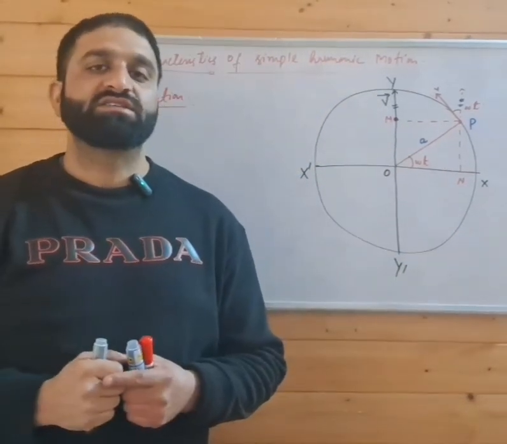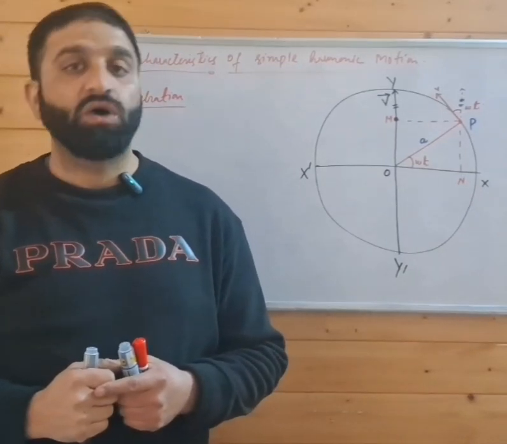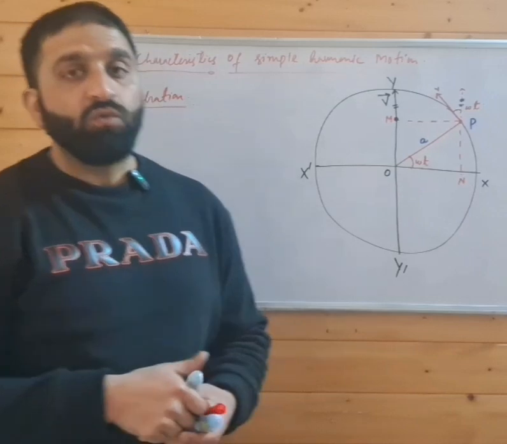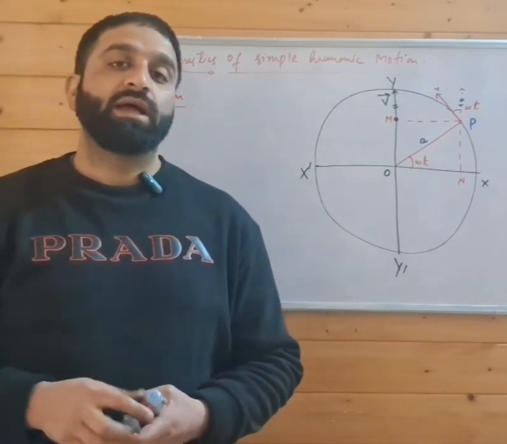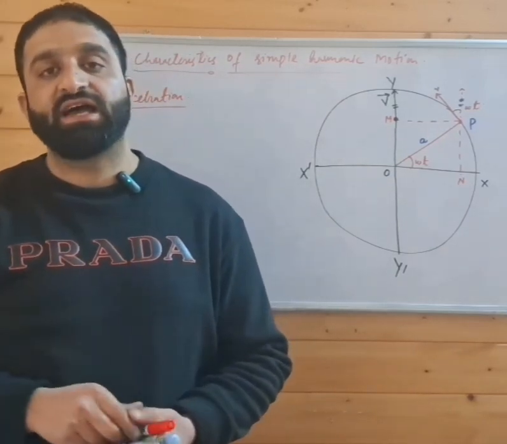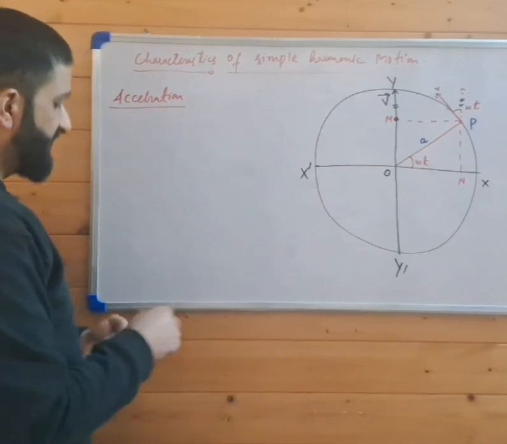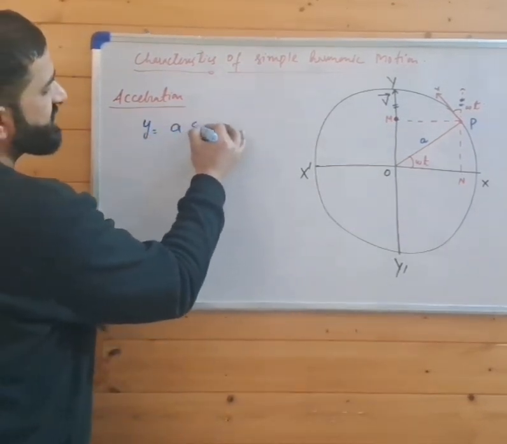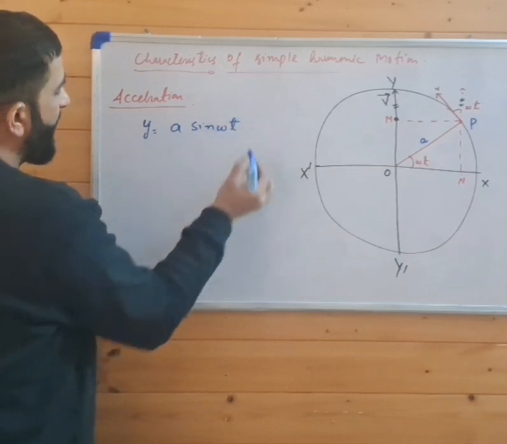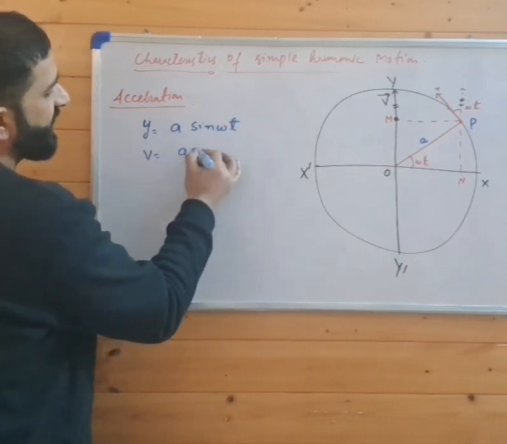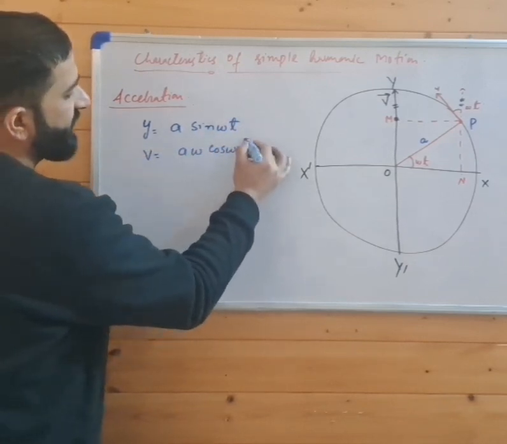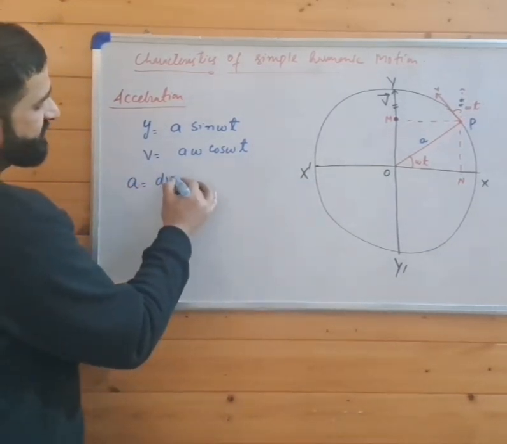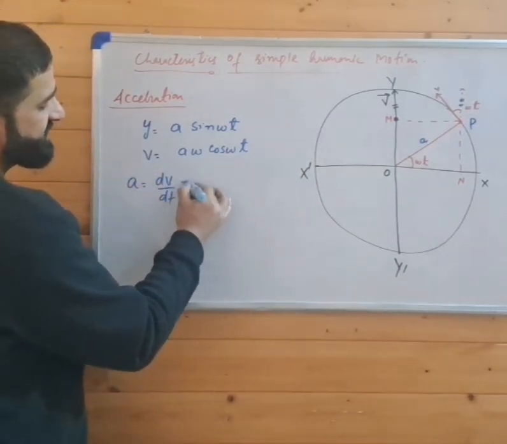Acceleration can be given as the double differential of the displacement or the single differential of the velocity. Now we are aware of the displacement equation as well as the velocity equation. The displacement equation is y = a sin(ωt), and velocity is a ω cos(ωt). Now the acceleration is equal to the differential of velocity, that is dv/dt.